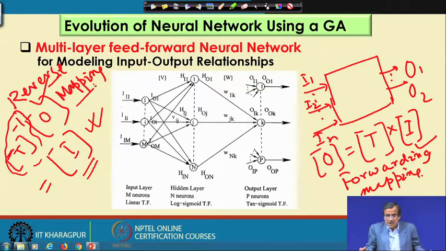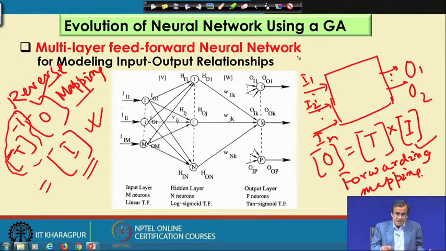To solve this particular problem, we can take the help of this type of network. So, I can take the help of this multi-layered feed forward network. So, this is one of the applications. Similarly, there could be a number of applications of this type of network. Now, we have understood why we should study this type of network.